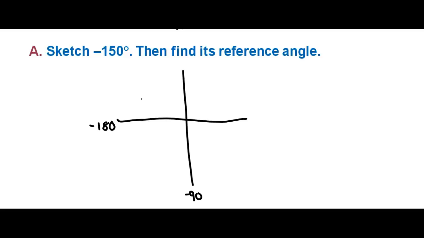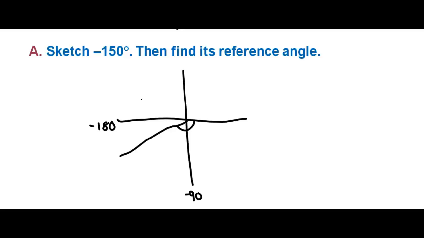Halfway between 90 and 180 would be about 135 here. So we want to go a little further than that, maybe to about here. So my angle would be something like that for negative 150 degrees.